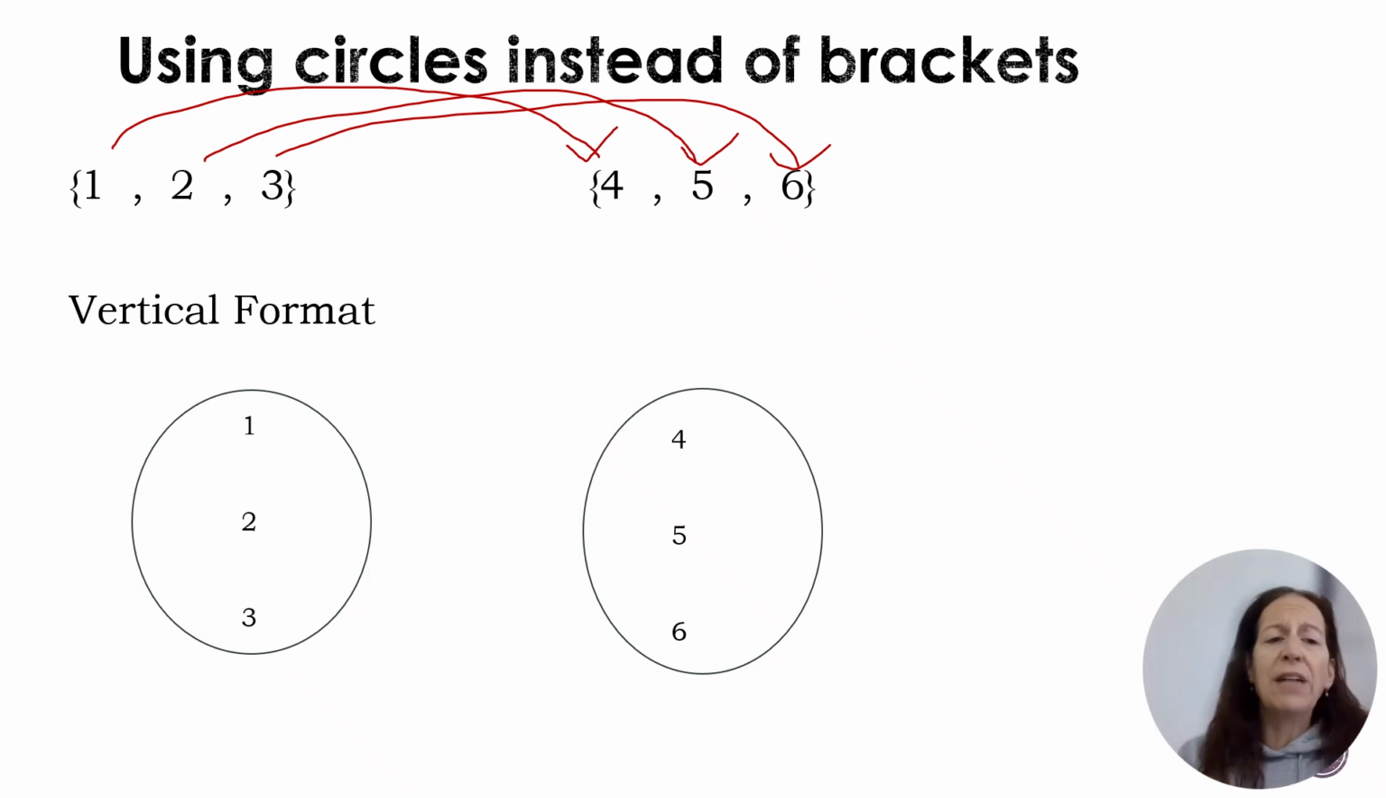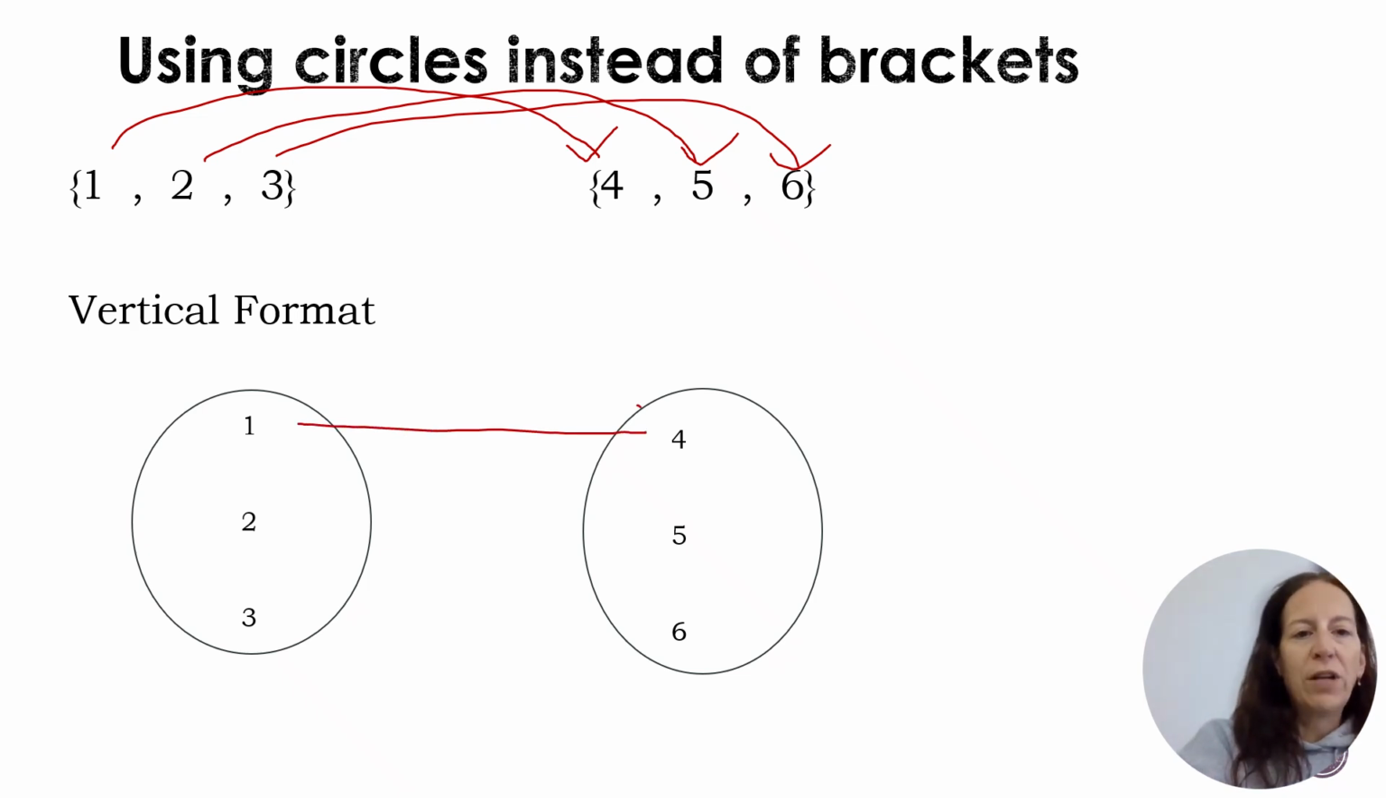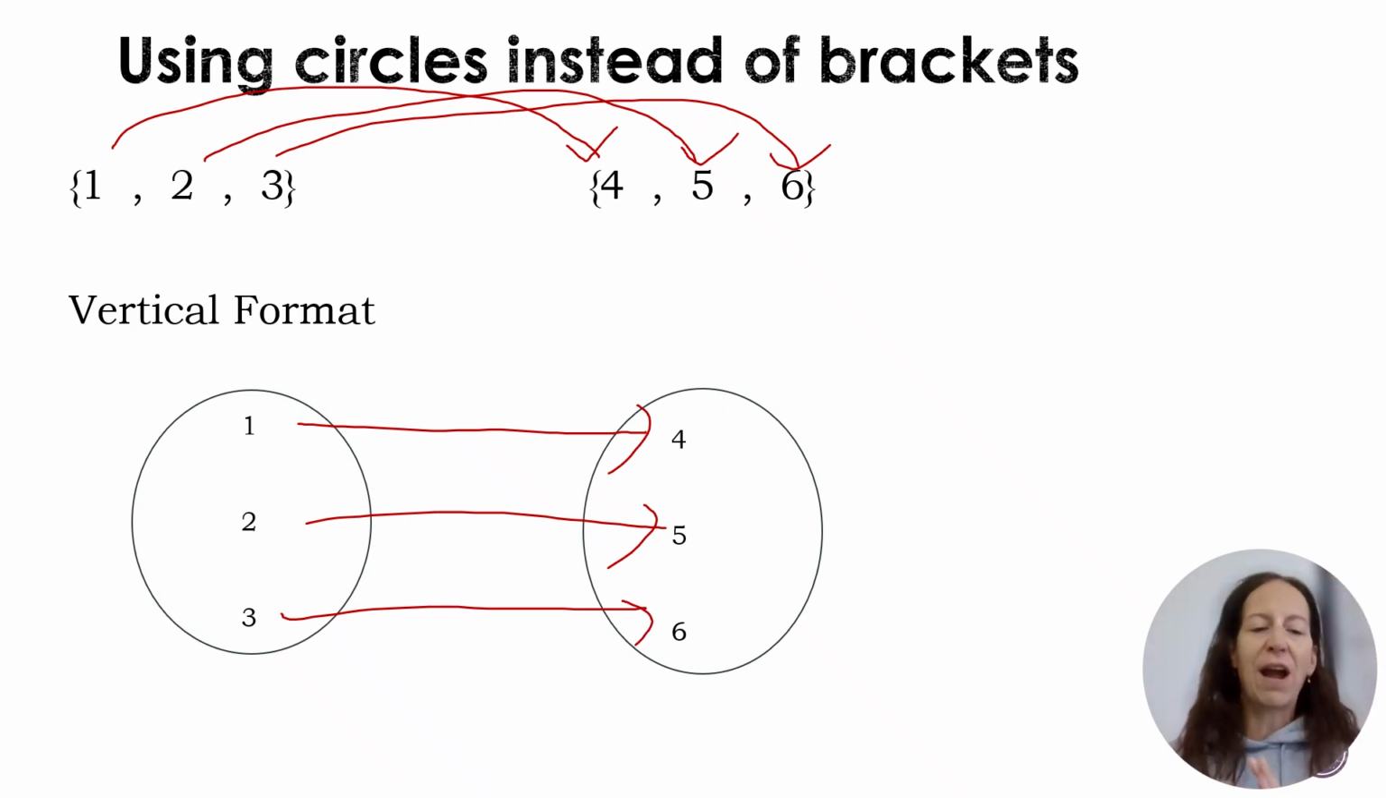So one of the things that we might do instead is we use this vertical format where we actually use the bubbles to represent the sets and then draw the lines from one bubble to another. And it doesn't eliminate overlapping arrows, but it does help untangle them somewhat. So we could have 1 to 4, 2 to 5, and 3 to 6 like that. And you can see right off that that is much easier to see what is mapping to what.